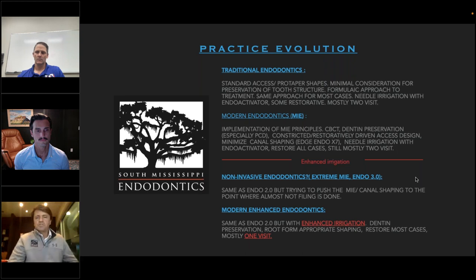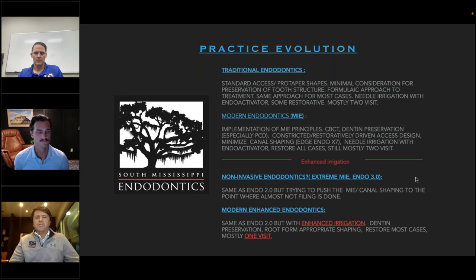Okay, still using needle irrigation with endo activator at this point, but I have moved into restoring all my cases. But probably the biggest issue still is I'm mostly a 2-visit practice at this point. Okay, and as my practice is getting busier, it's becoming increasingly frustrating. While I feel like I'm turning out better endo, I'm hearing from patients they really don't want to come twice, and it's putting a little more pressure on my practice. So I'm looking for ways to maybe move to a more 1-visit model, and that's where enhanced irrigation comes in.